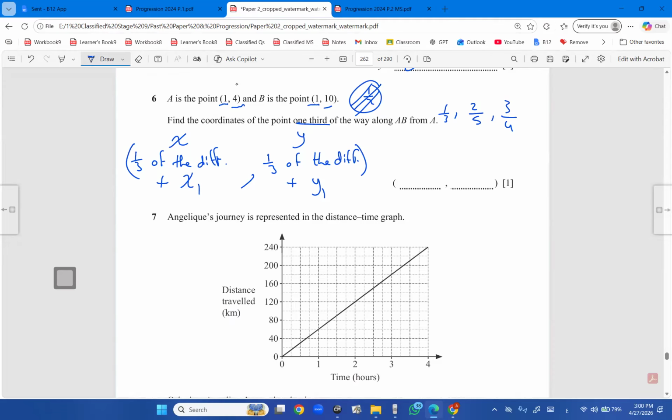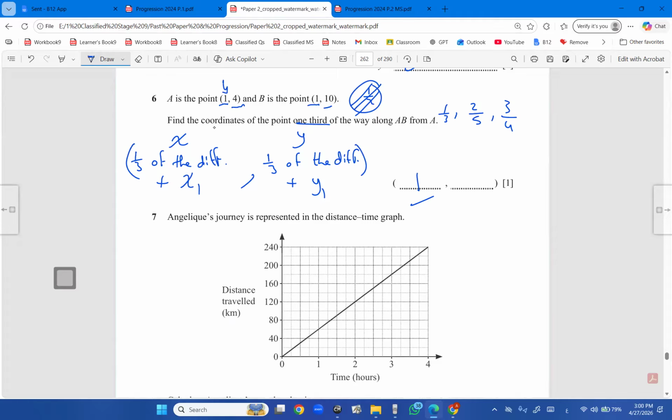What are the differences between the two x's? This is 1 and this is 1. It's definitely going to be 1. Even if you want to follow the rule, fine. Difference between the two x's, 1 minus 1 is 0. 1/3 of 0 is 0. Plus x1, which is 1. So 0 plus 1 is 1. Even following the rule is going to lead to 1.